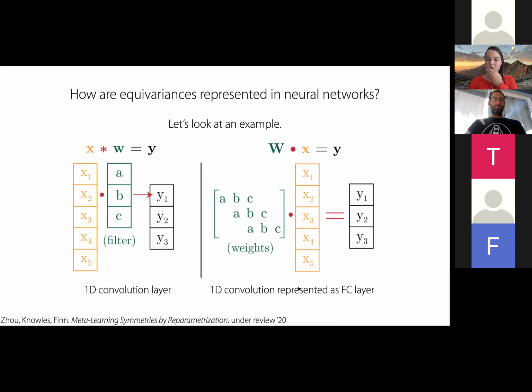How might you represent 1D convolution as a fully connected layer? If you wanted to represent the same exact function, but with a fully connected or affine layer, it would look like this, where you have this dense matrix where A, B, C is copied multiple times and the other parts of the matrix are 0. This gives us a little bit of insight about how equivariance is represented, in the sense that it corresponds to a certain weight sharing pattern and also a certain weight sparsity pattern.